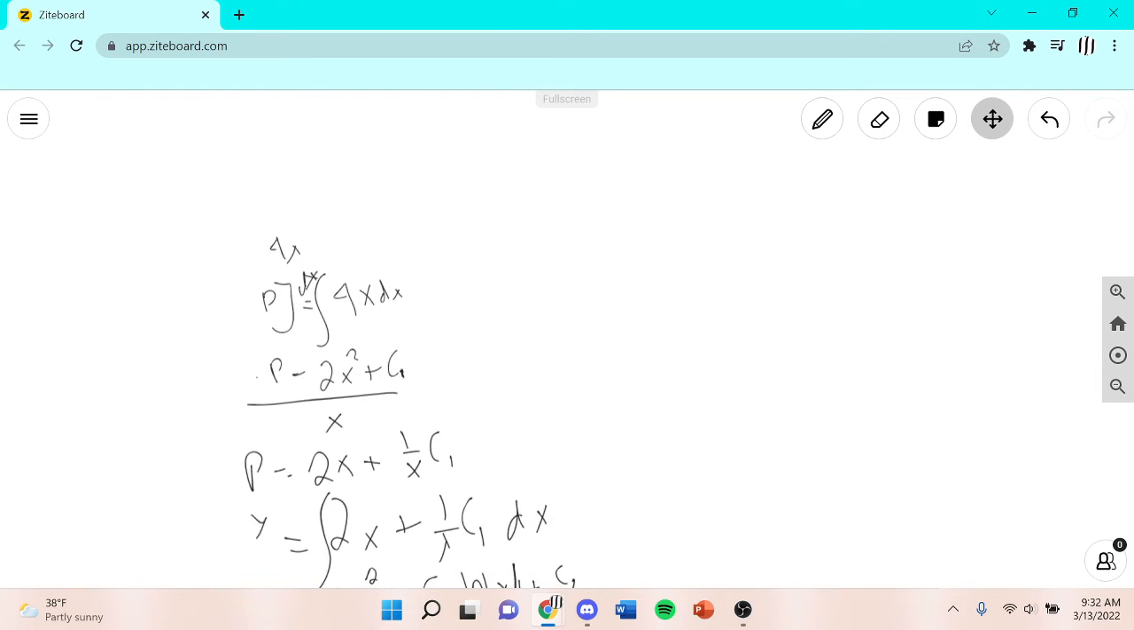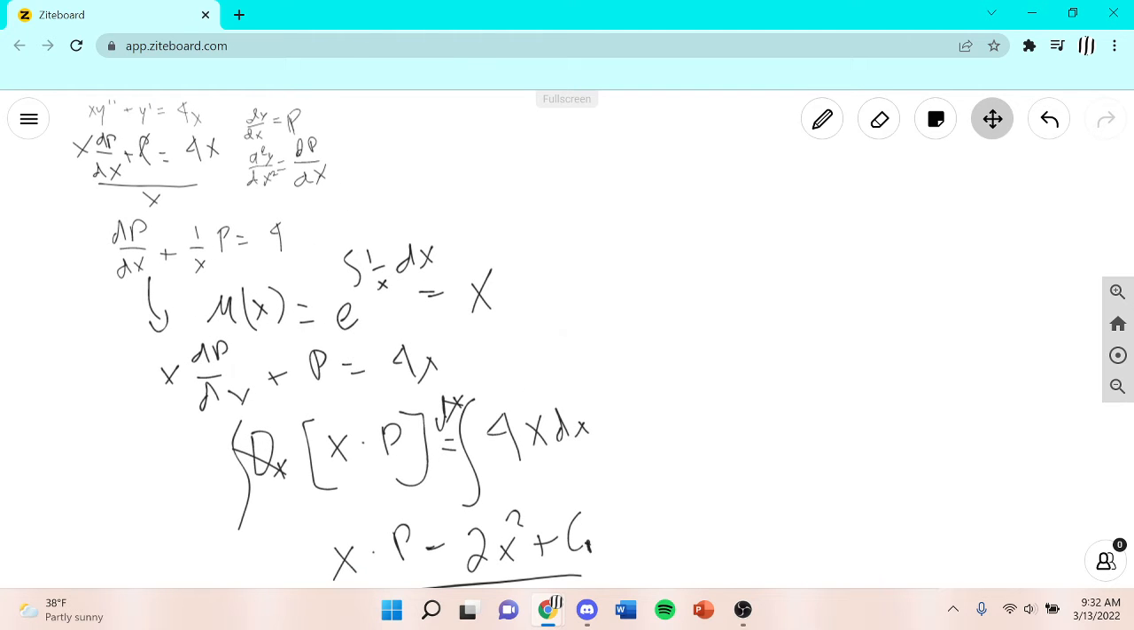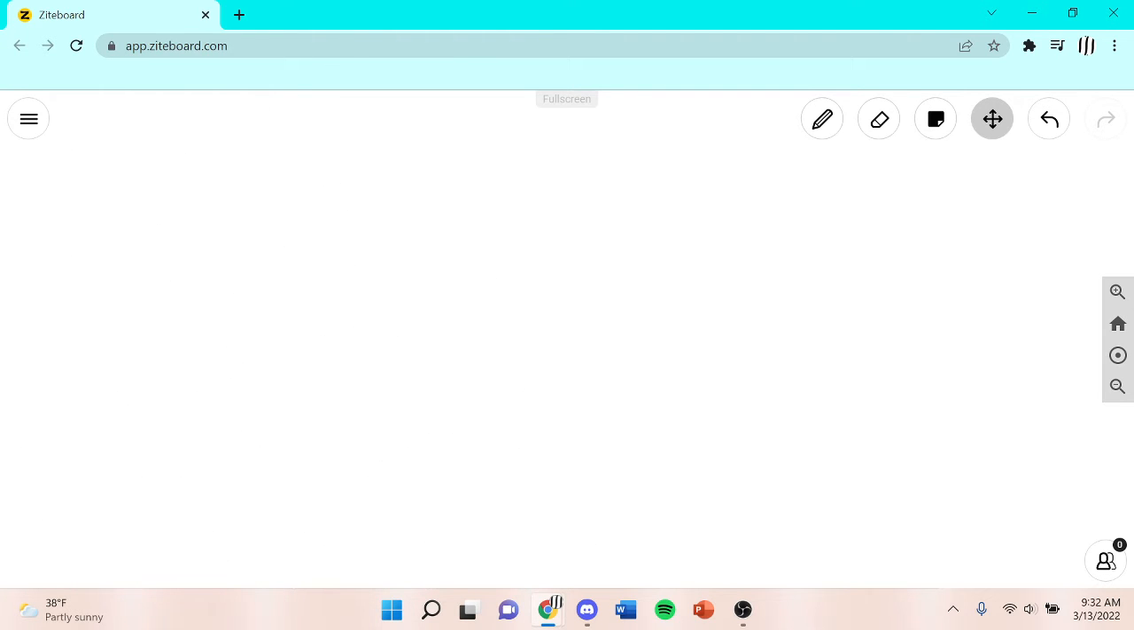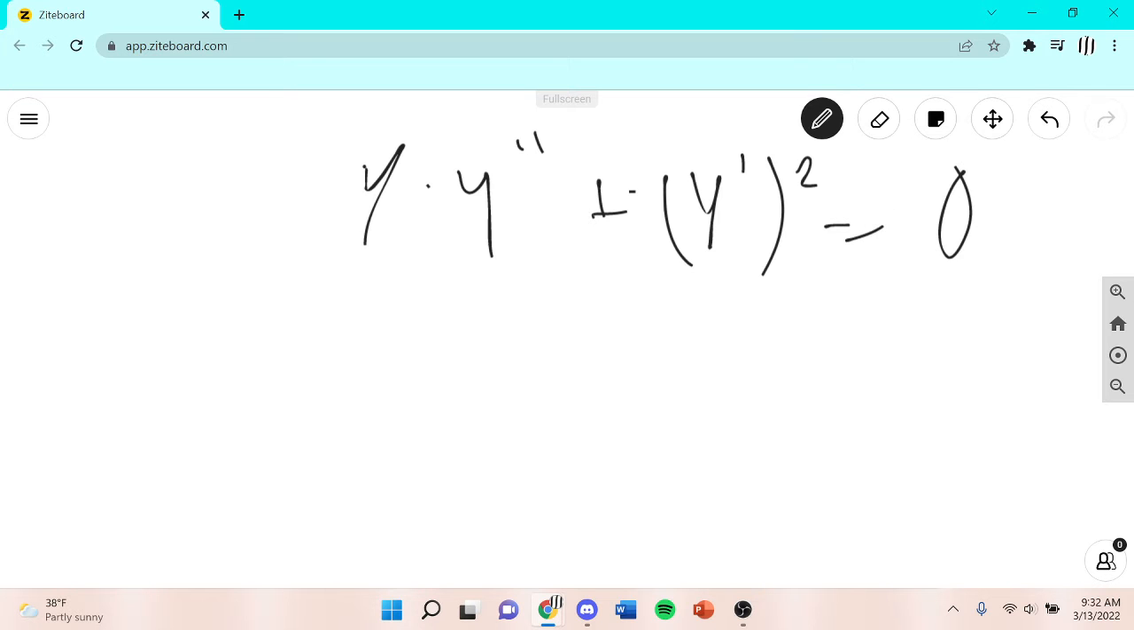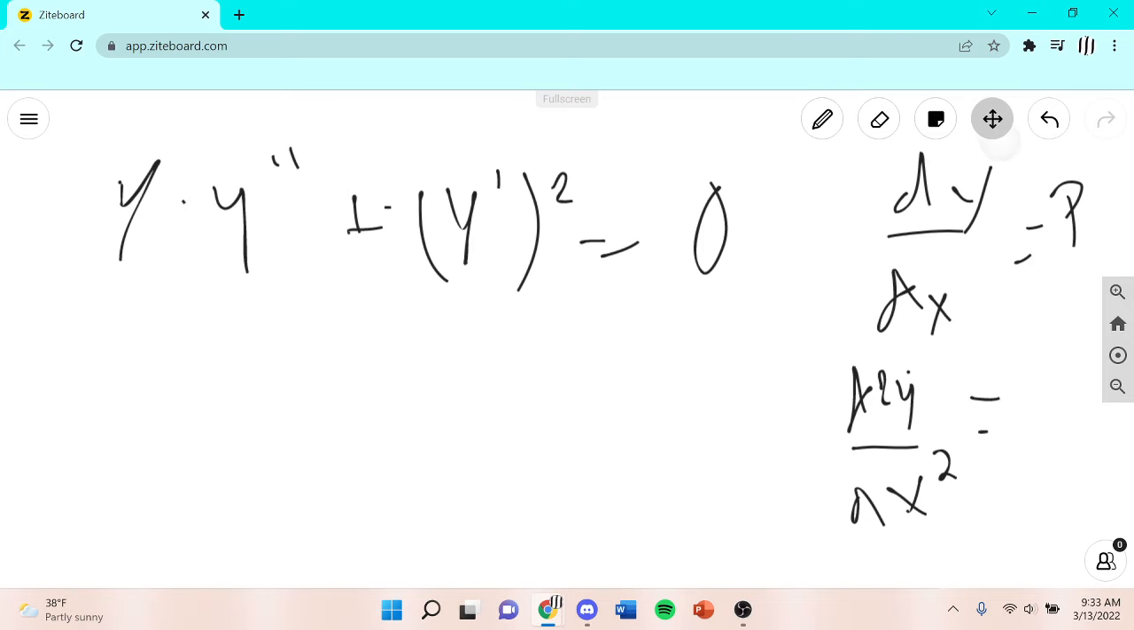The next one is pretend you didn't have an x term there. Of course, because we set it over to dp over dx, we were able to have an x term to use properly. But if we didn't have that, pretend it was all y's. Y times y double prime plus y prime squared is equal to 0. We're going to set dy over dx to p again. However, we're going to set d squared y over dx squared to something that's equivalent to it.